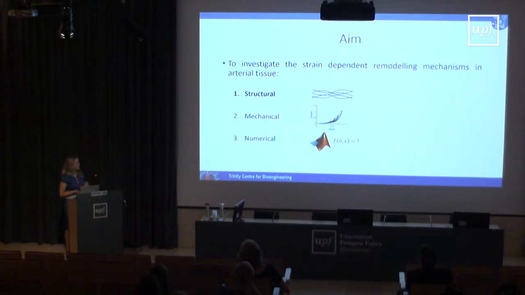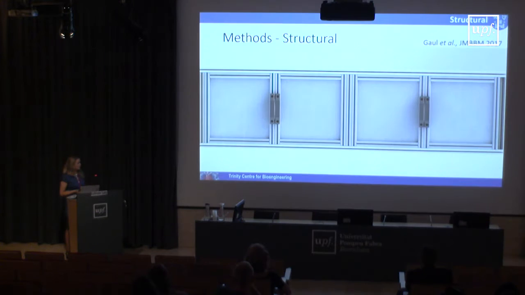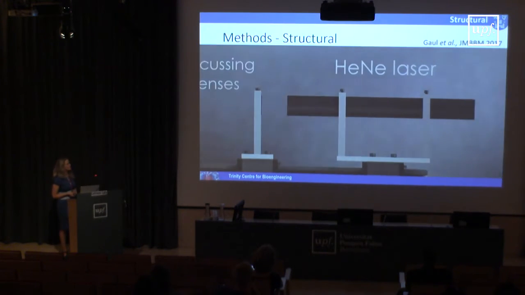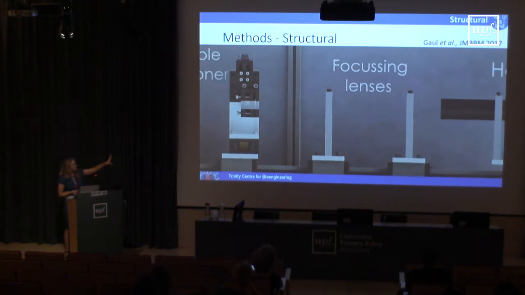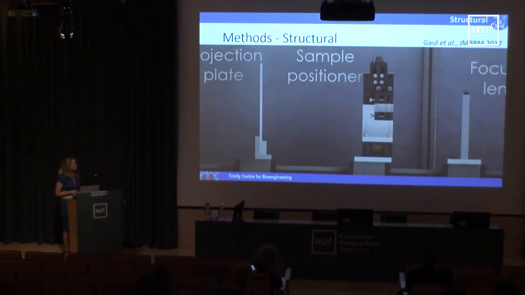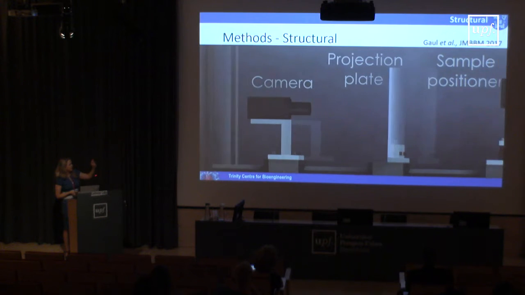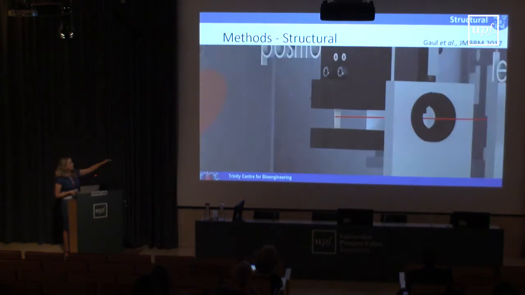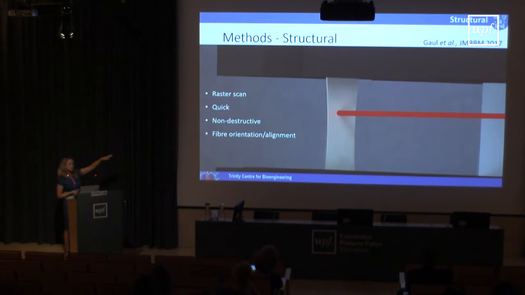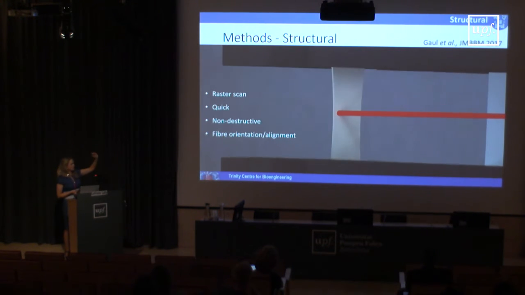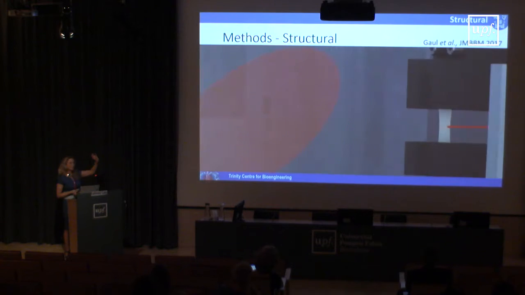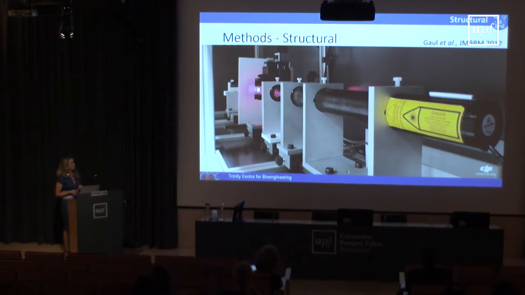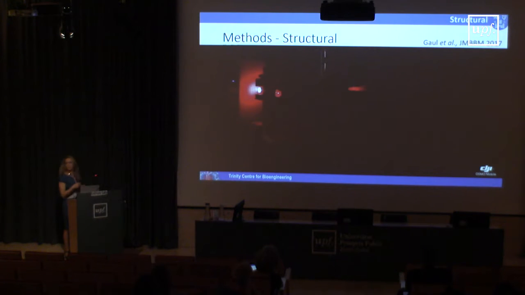Structurally, as I mentioned, we developed a technique, a small angle light scattering system. This is a very nice image provided by my PhD student, which shows the helium neon laser, focusing lenses, the sample positioner for the sample itself, and a camera that looks at a projection plate as the laser light raster scans through the tissue. Each time the laser is placed through the tissue, that's an interrogation region, and you get this nice ellipse from the laser light, and then you get these multiple interrogation regions.